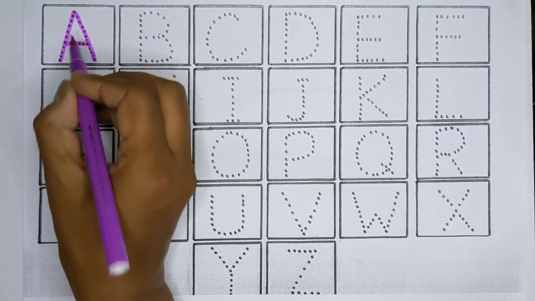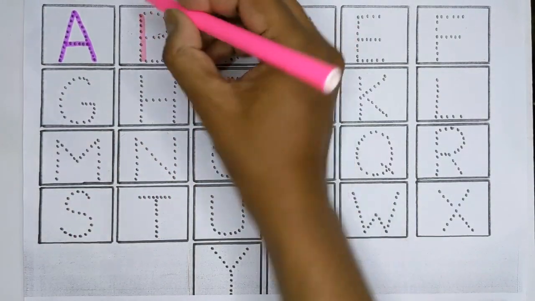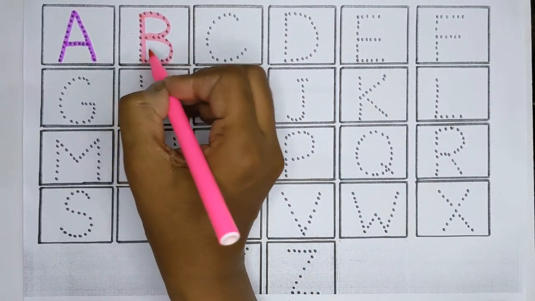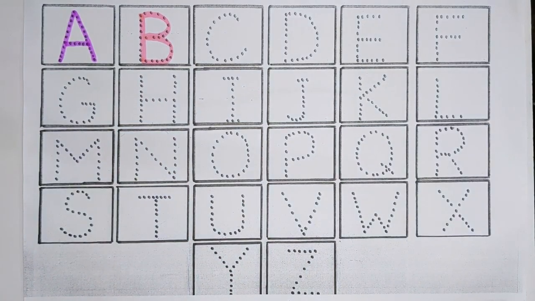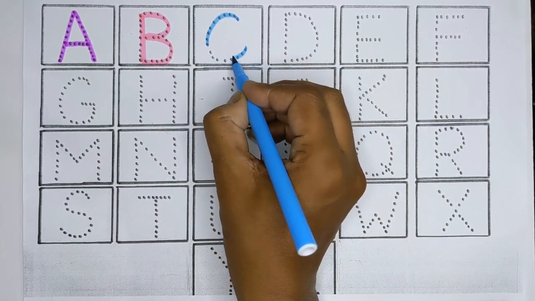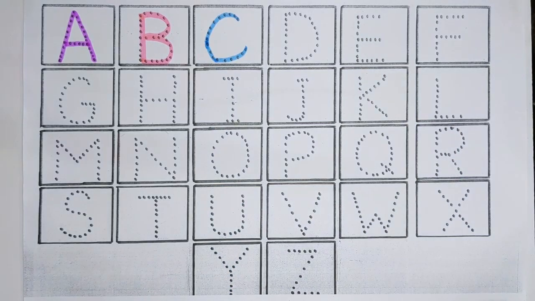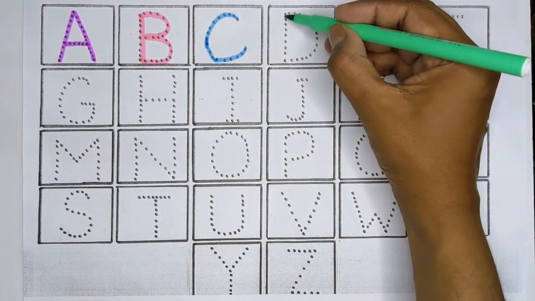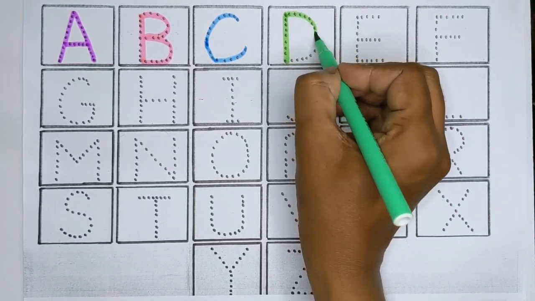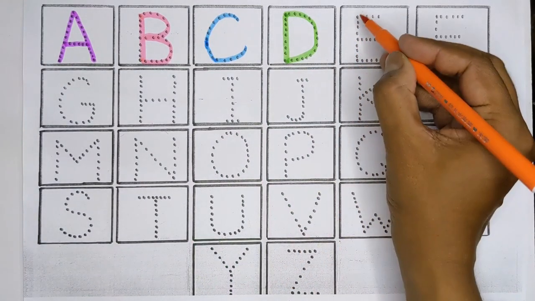A for alligator, pink color. B for basket, sky blue color. C for chocolate, light green color. D for doctor, orange color.